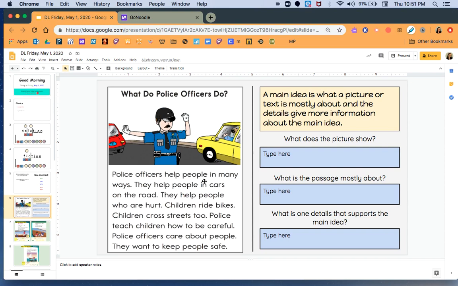Police officers help many people in many ways. Oh my goodness. Tell Miss Hall, you're still cool. Let's start back over. Miss Hall did not read that very closely.